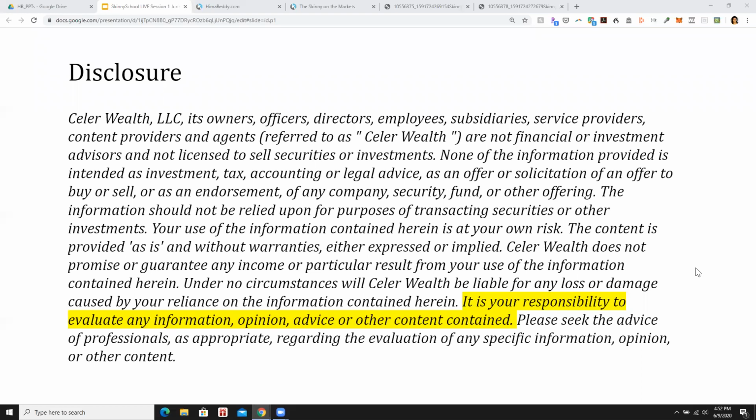This is crucially important. So those of you here live, type a D for disclosure. You understand the risks of trading and using the Skinny, and you're ready to dive in and learn more. All right, awesome.